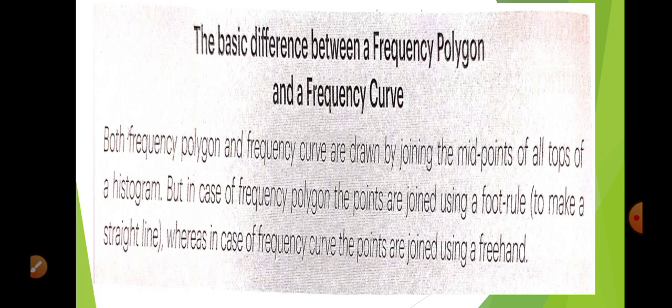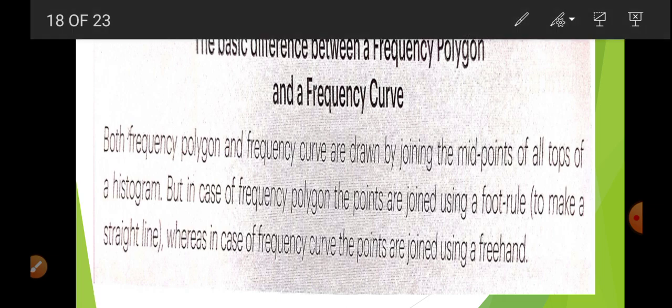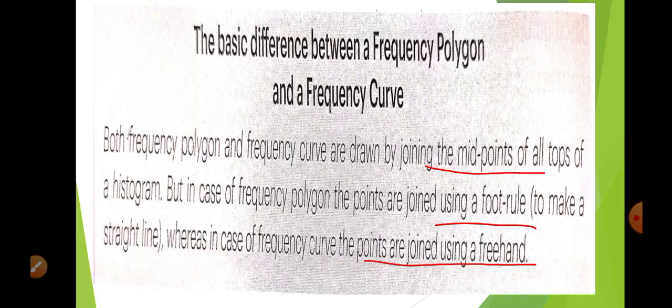Now the basic difference between curve and polygon. So very simple. Polygon का मतलब we are going to join all the points with the help of a foot rule, and in the case of a frequency curve we are going to join with free hand. So this is the difference.